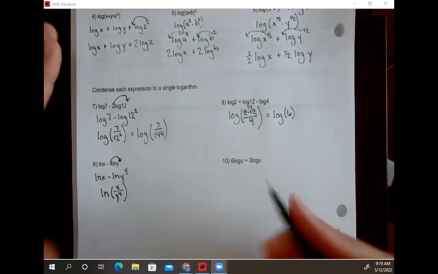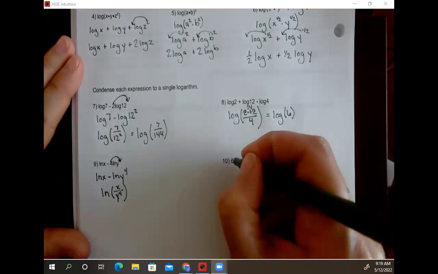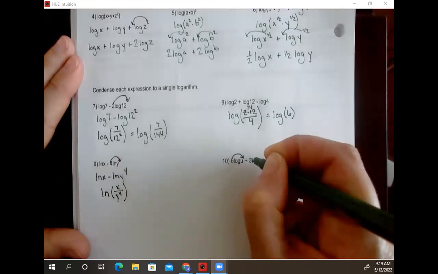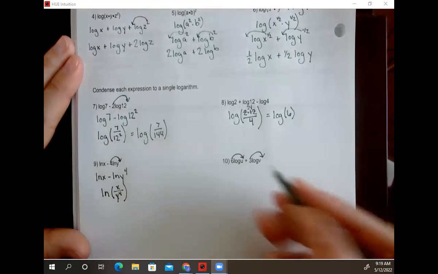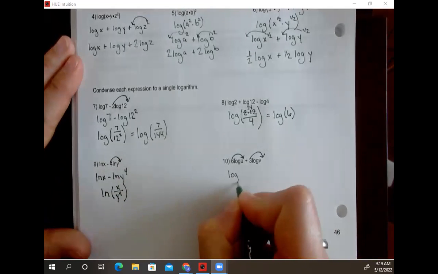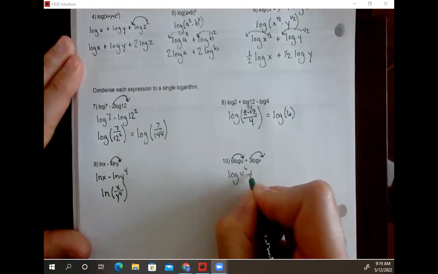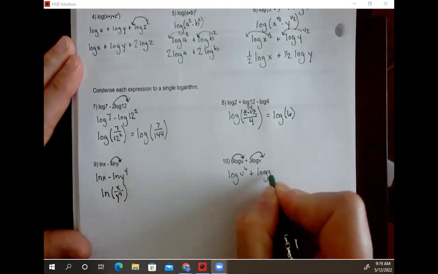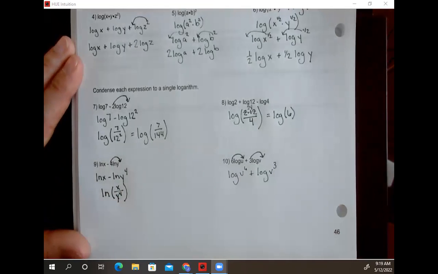For number 10, I'm adding 2 logs together. Both of those logs also have coefficients. So I'm going to start by writing those coefficients as powers. So this would be the log of u to the 6th plus the log of b cubed.